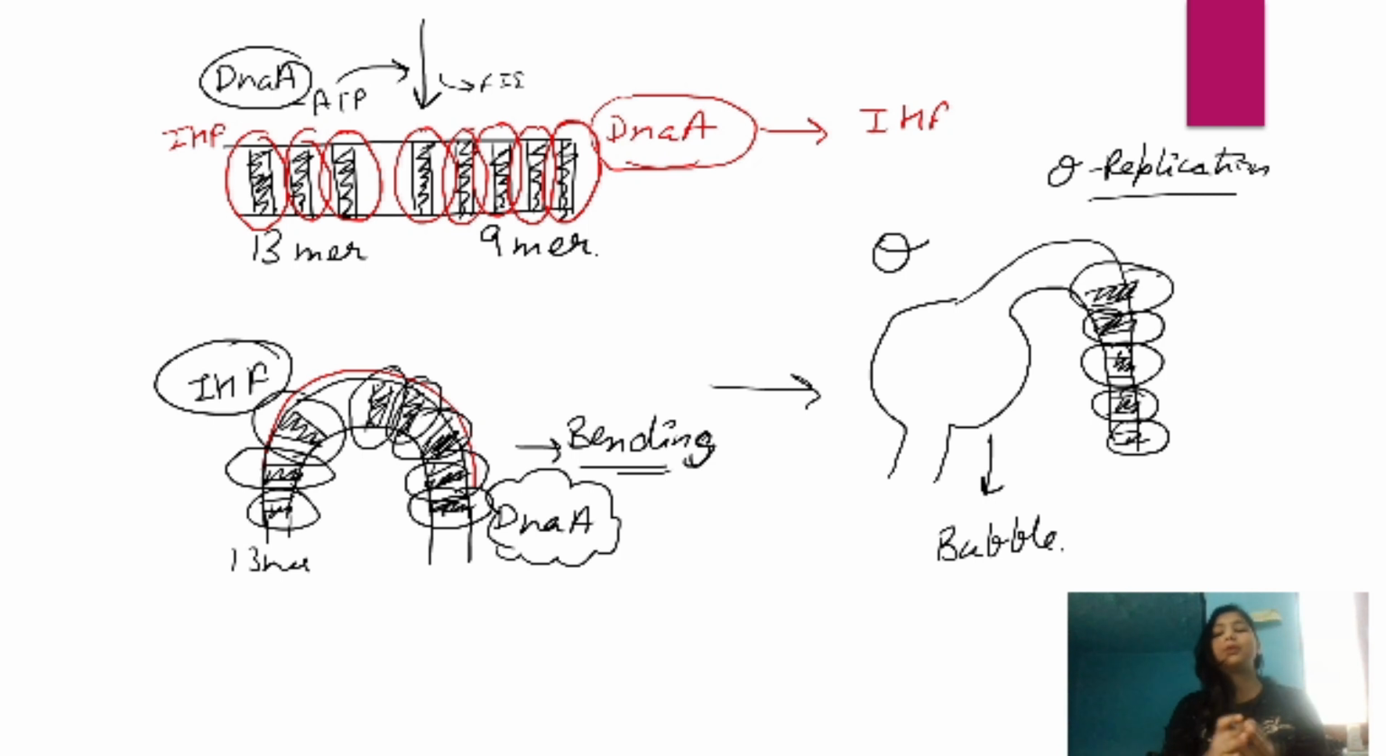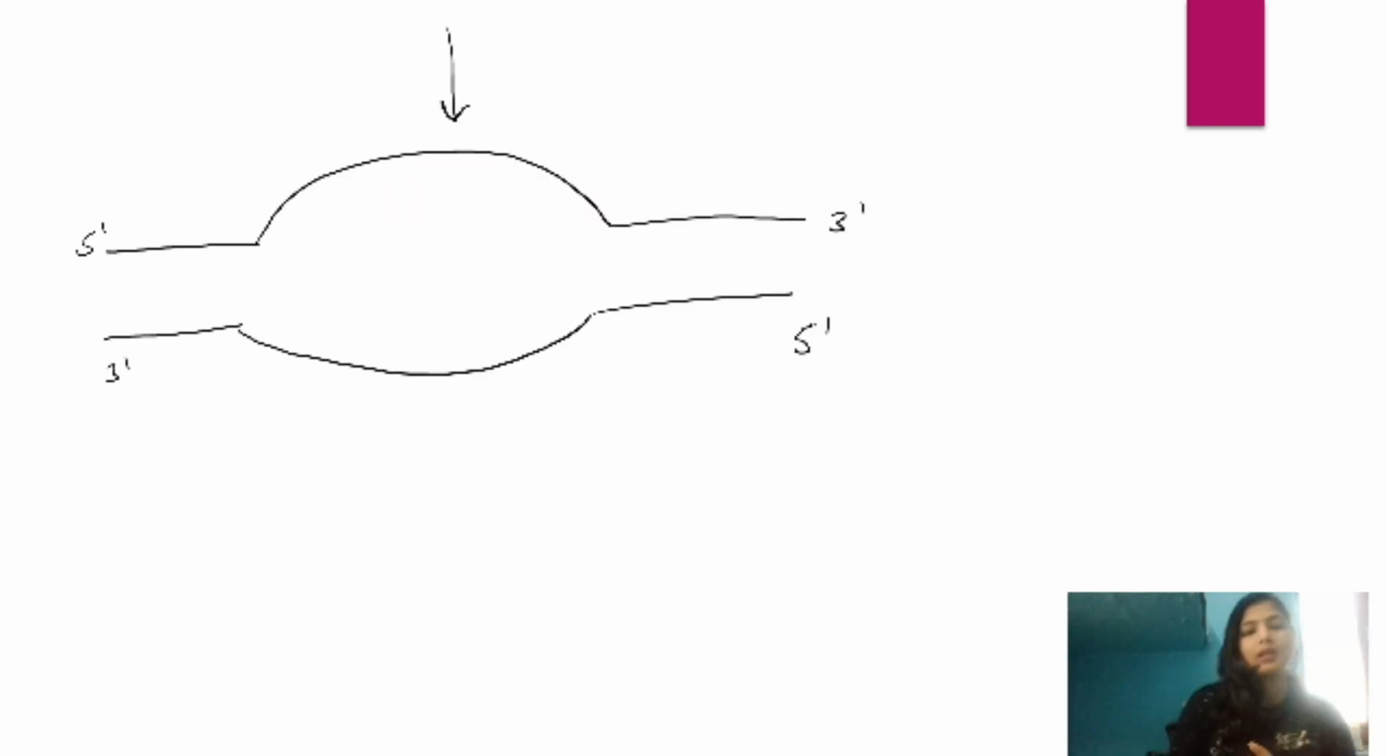DNA B will be recruiting DNA G. DNA G is a primase which will add on a primer to the DNA molecule. Now the situation is that IHF protein was released and DNA A started melting the 13 mer plus the 9 mer unit.